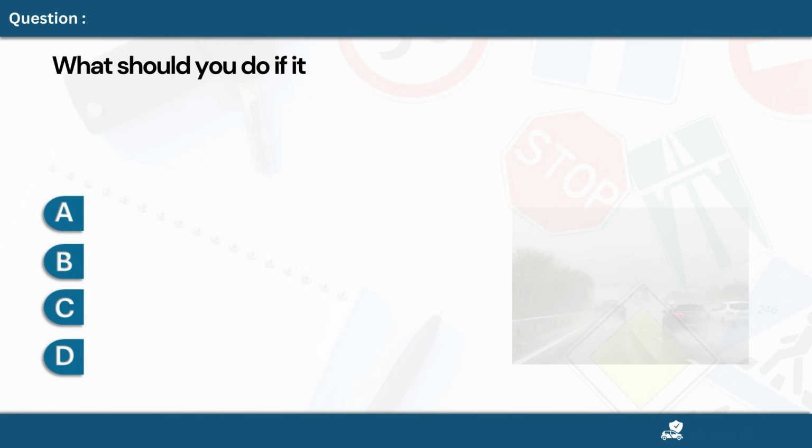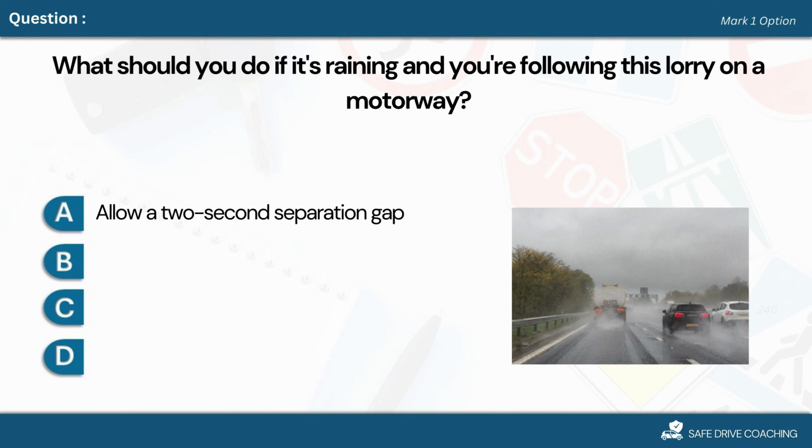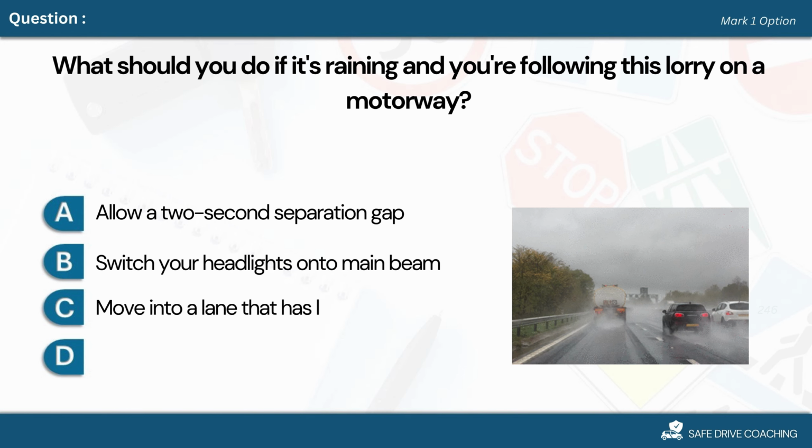What should you do if it's raining and you're following this lorry on a motorway? A. Allow a 2-second separation gap. B. Switch your headlights onto main beam. C. Move into a lane that has less spray. D. Be aware of spray reducing your vision.